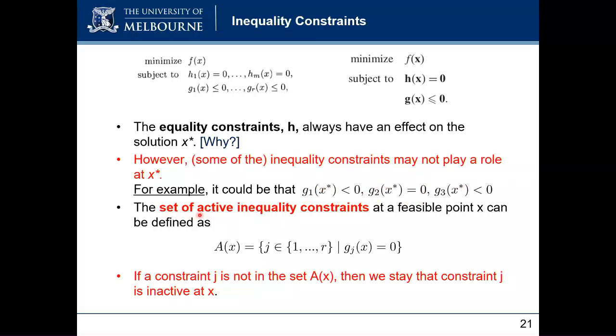So then we can define a set of active inequality constraints at a feasible point. At a feasible point, which constraints are active at that point. And if a constraint is not in the set A of x, then we say that constraint is inactive at x. We can do this for any point, not only the solution. Some of the inequality constraints will be active, some will be inactive. Equality constraints are always active. They need to always be satisfied because they have to hold with equality. But for inequality, I can keep it as less than 0.